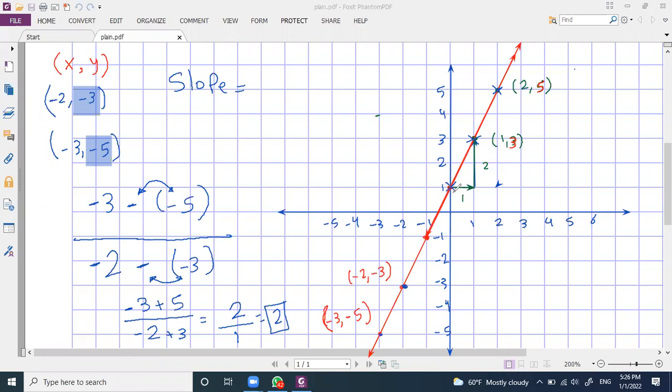And why? If you take any points on the line, you will find that the slope is 2 because all of these points are on the same line. So if you take any 2 points, the slope is always 2. Did you get it?